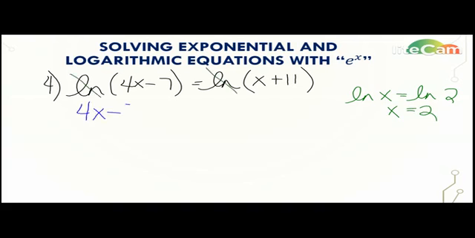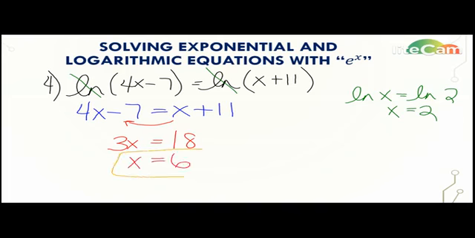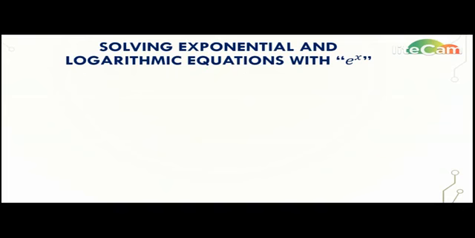So I can basically take out 4x minus 7 and x plus 11 and set them equal to each other to find out what x is. If I subtract x over on the other side, I get 3x equals 18 because I've added the 7 as well. So x equals 6. And that's my answer for that one.